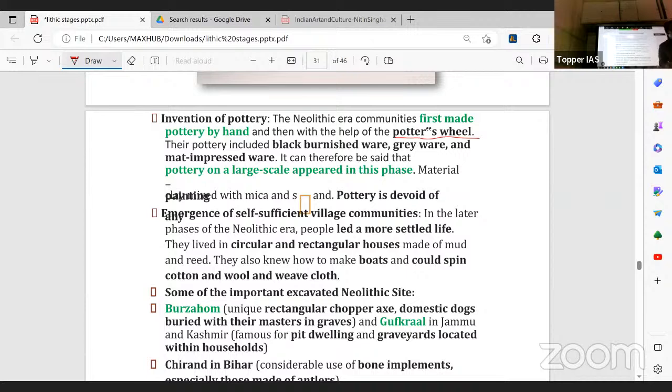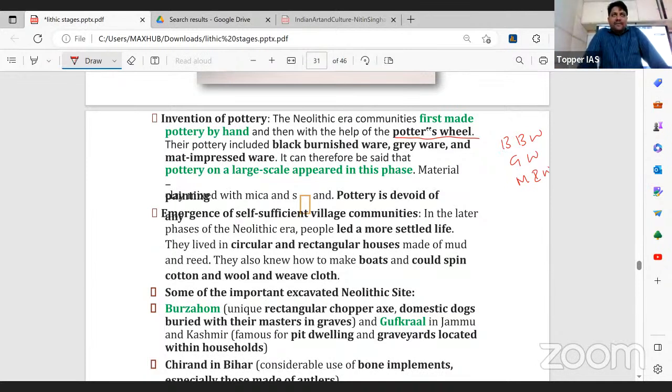So they produced more types of pottery. Black burnished ware, then gray ware, and another one is matte impressed ware. Black burnished ware had no color paint. So gray ware, then matte impressed ware. On a large scale, pottery appeared in this phase.